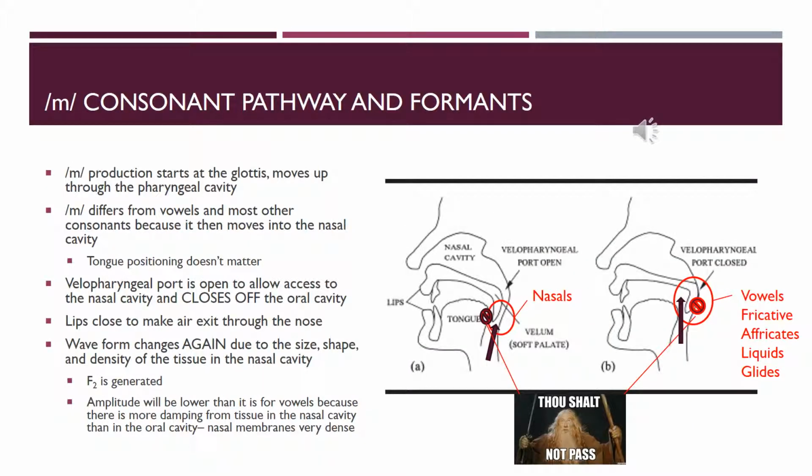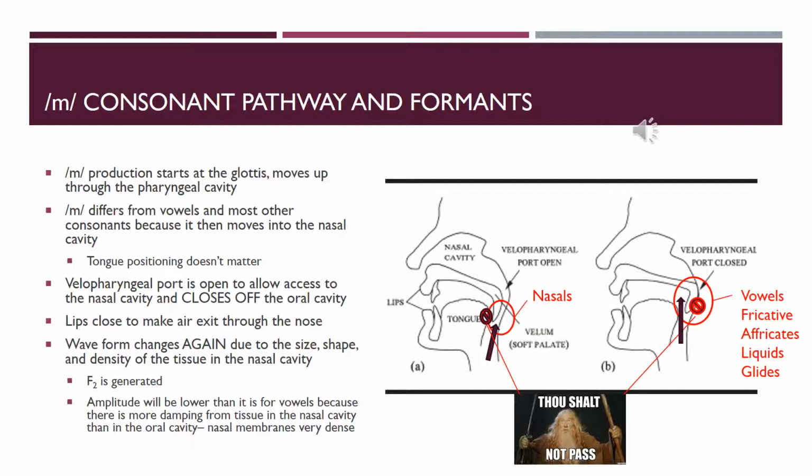Once the sound wave travels up through the pharyngeal cavity, we'll start to see a lot more variation in the sound depending on where that sound goes next. So let's look at the consonant M. The production starts in the glottis and moves up through the pharyngeal cavity just like every other speech sound. But M differs from vowels and most other consonants because it then moves into the nasal cavity.